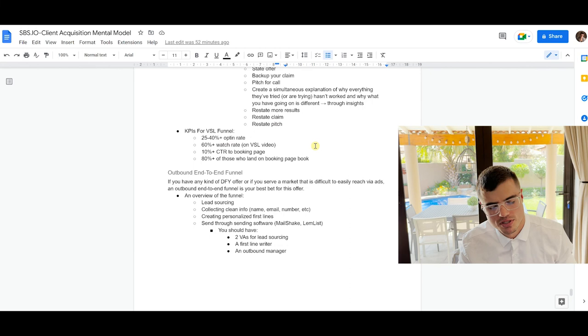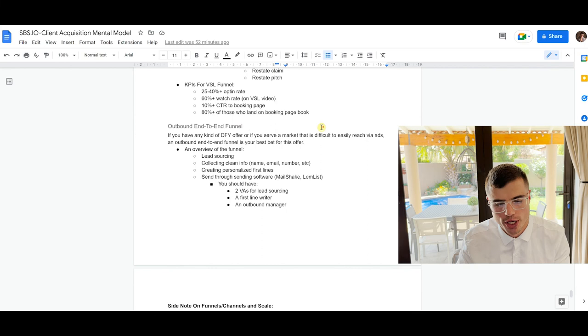And then we have a 10% click-through rate for your booking page. And then we have an 80% plus for those who land on your booking page. So then we look at the outbound end-to-end funnel.